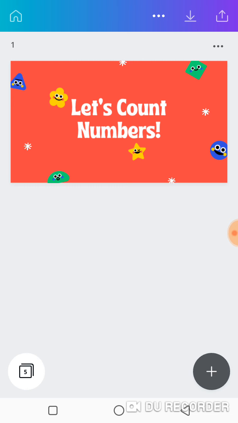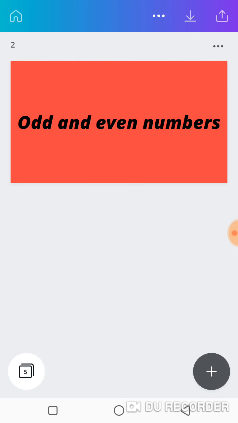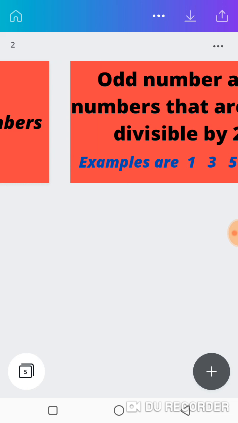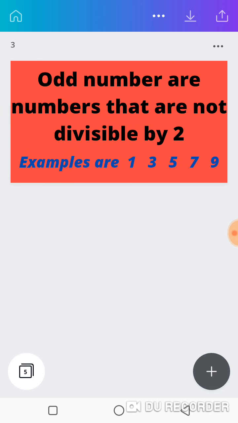That brings us to our odd and even numbers. But today, we are going to be talking about odd number. What are odd numbers? Odd number are numbers that are not divisible by 2. Can you say that? Odd number are numbers that are not divisible by 2.